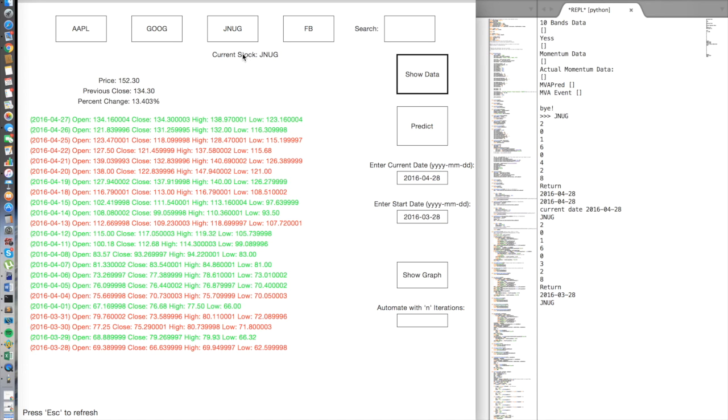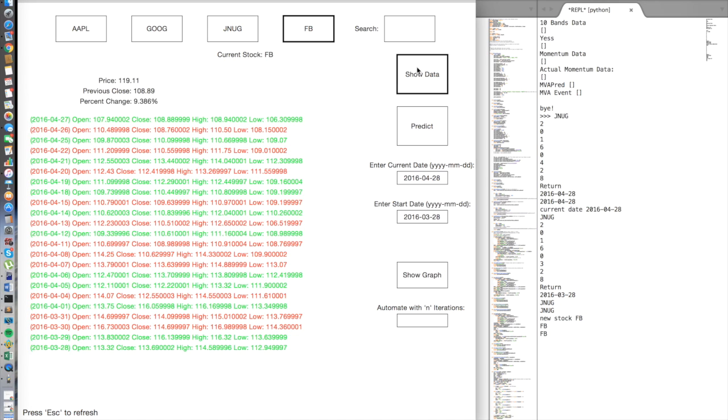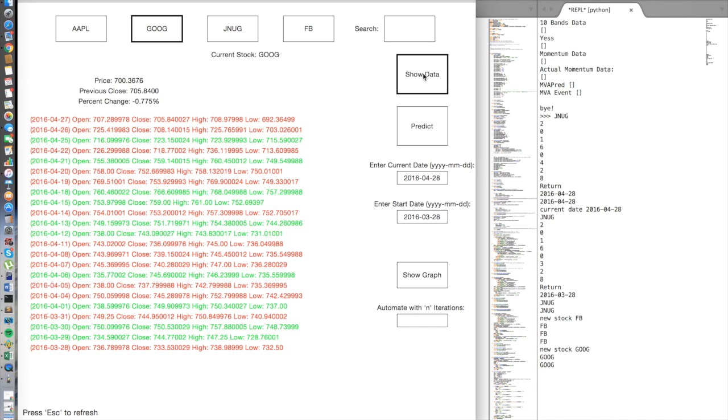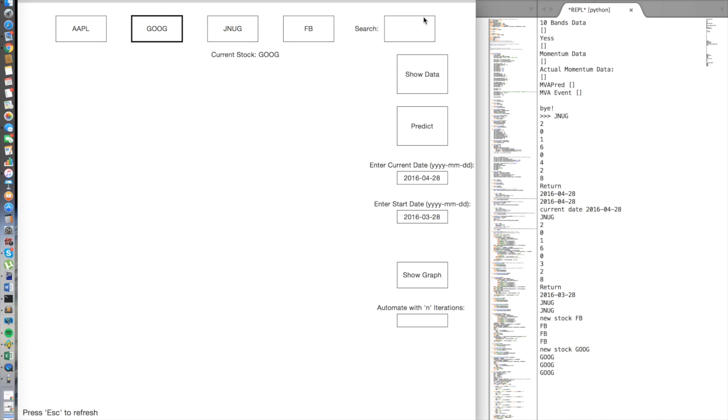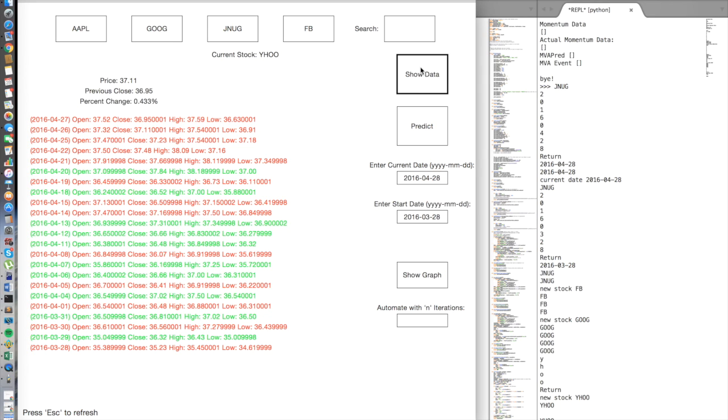We just have a default stock as JNUG, which is like a gold stock. And this shows the historical data for the past time range, which is a month here. We can change this data for different stocks, so we can see Facebook's doing well. We can also see Google's, etc. We can also search for a stock such as Yahoo. Let's see that data. Good.